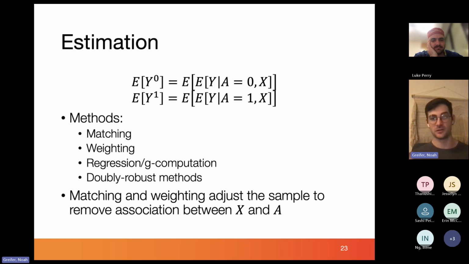Essentially what matching and weighting do is they adjust the sample to remove the associations between X, this set of variables we've identified, and the treatment. So in doing so, they modify the DAG to simulate a DAG under a randomized experiment where nothing causes the treatment.